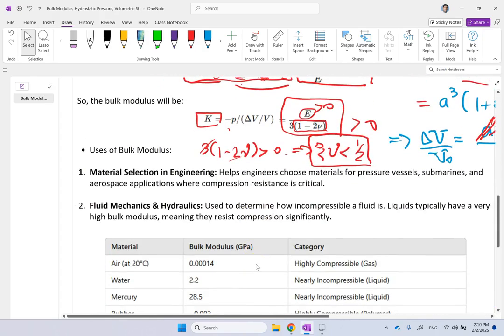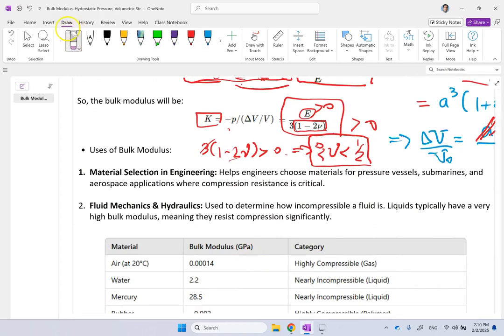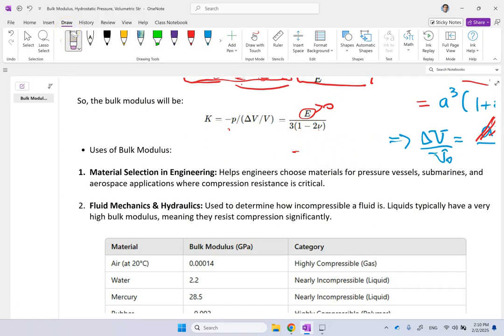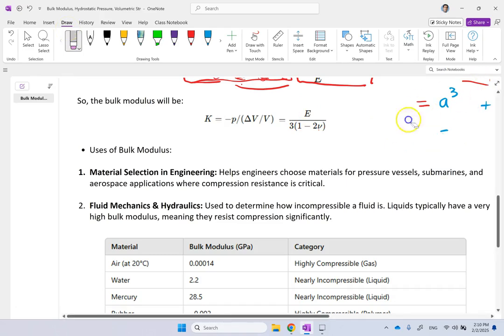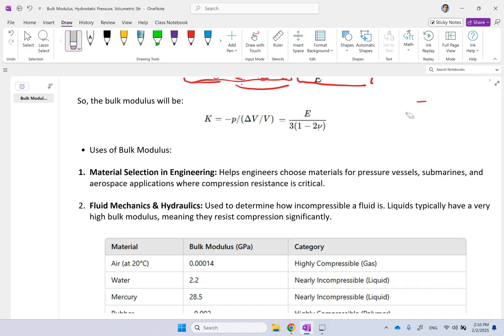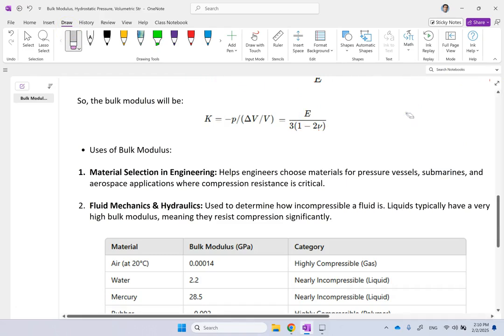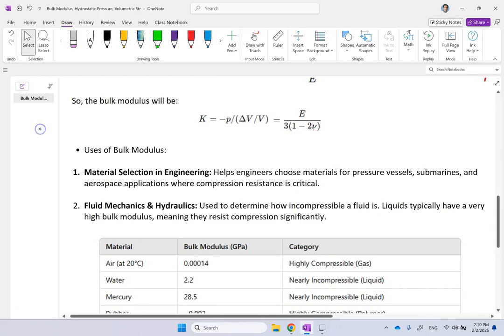But now we get to the question that I always like the most in any lecture. Where would you use this bulk modulus, correct? I introduced the formula for it, all sorts of things. Where is the application of this bulk modulus? Well, let's take a look at some applications. One is clearly in material design, in engineering.